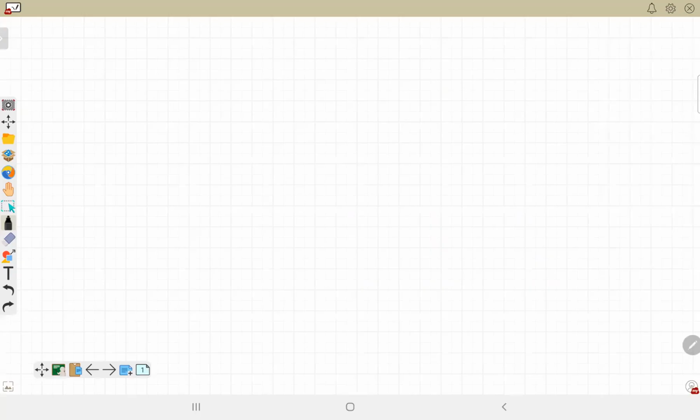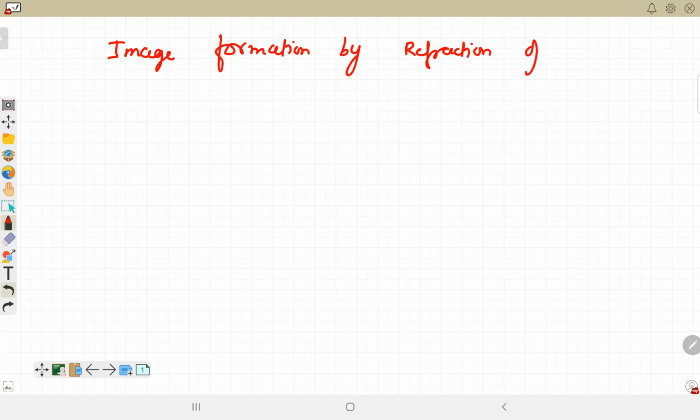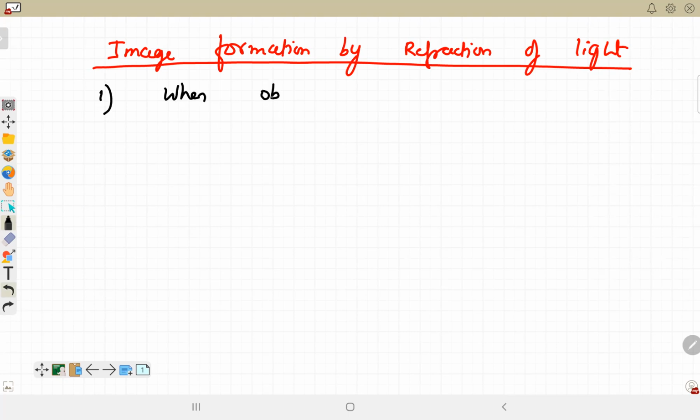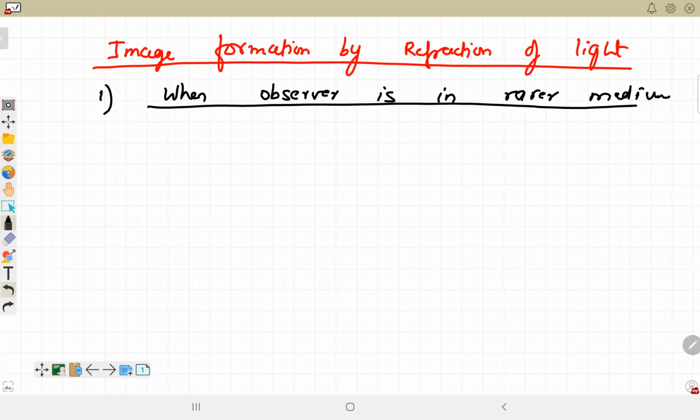Yes, image formation by refraction. The second case is... The first case we did was when the object is in a denser medium and the observer is in a rarer medium. This is the case that we did last class, and I gave you 2-3 questions to solve.